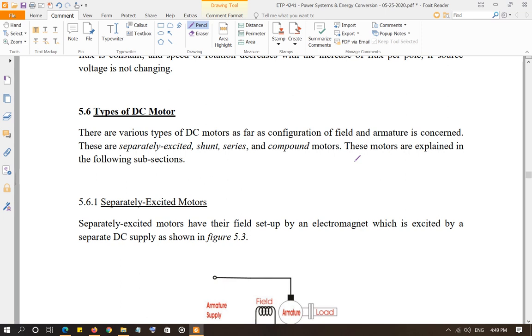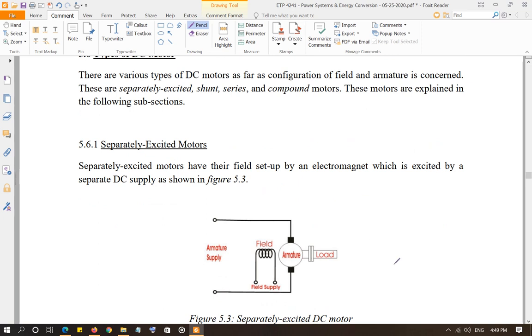So how many types of different DC motors are there? In the last chapter we looked at different types of DC generators, and they were separately excited DC generators, shunt DC generators, and compound DC generators. Along the same lines, there are actually 4 DC motors. You have separately excited motors, you have shunt motors, series motors, and compound motors. So let's look at each one of them one by one.